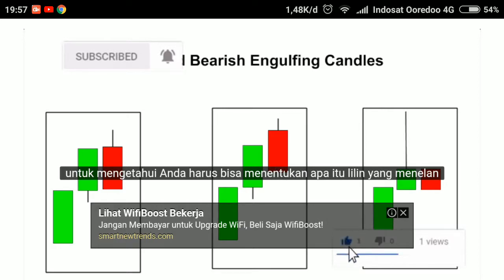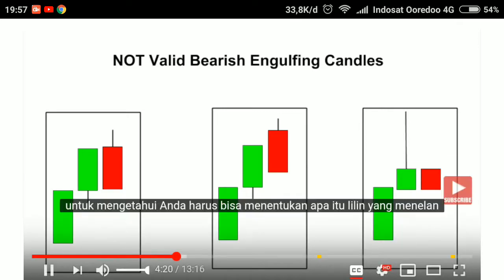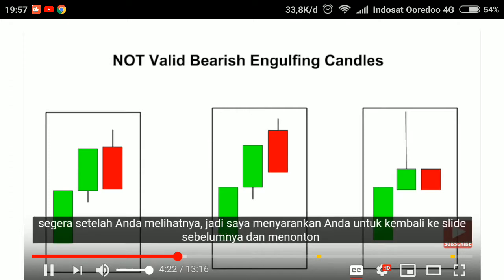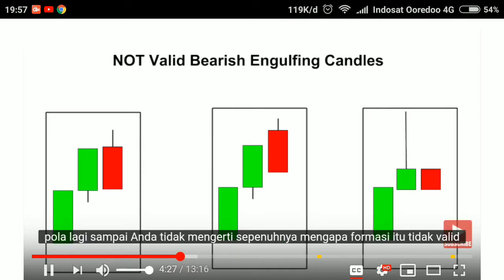You need to be able to determine what is an engulfing candle as soon as you see it. So I advise you to go back to the previous slide and watch the patterns again, until you fully understand why those formations are not valid engulfing candles.